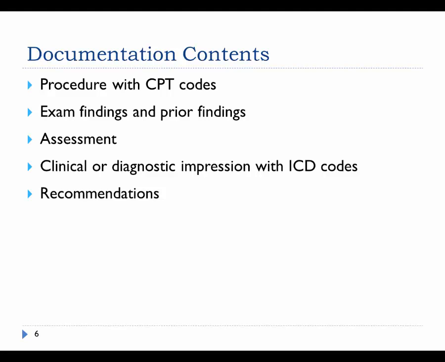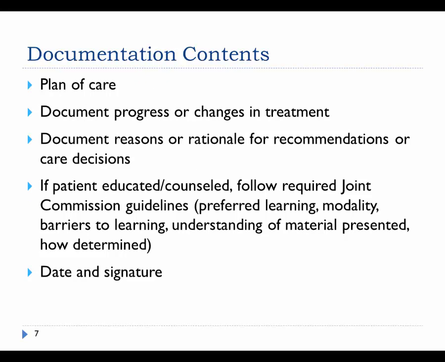If services are provided in a facility where Joint Commission guidelines are mandated, you must document preferred learning modality, barriers to learning, understanding of materials presented, and how determined. Documentation for habilitation or rehabilitation services include the plan of care or plan of treatment, objective measures of the patient's progress, reasons for the treatment approach, and preferred learning, barriers to learning, understanding of material presented, and how you determined these findings. Again, all chart notes and other documentation needs to be dated and signed.